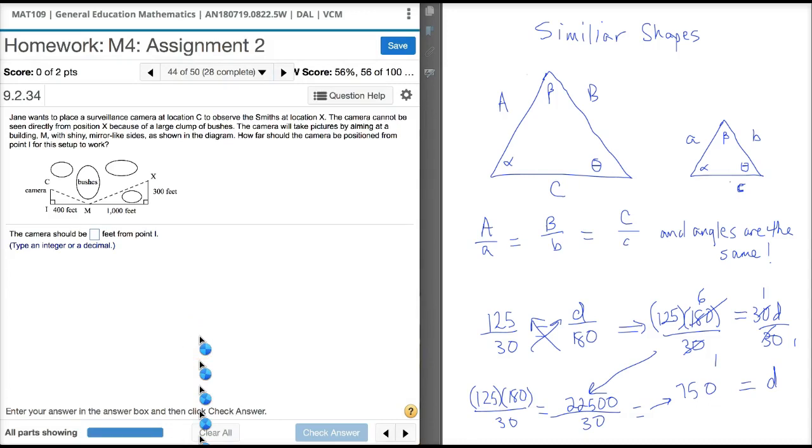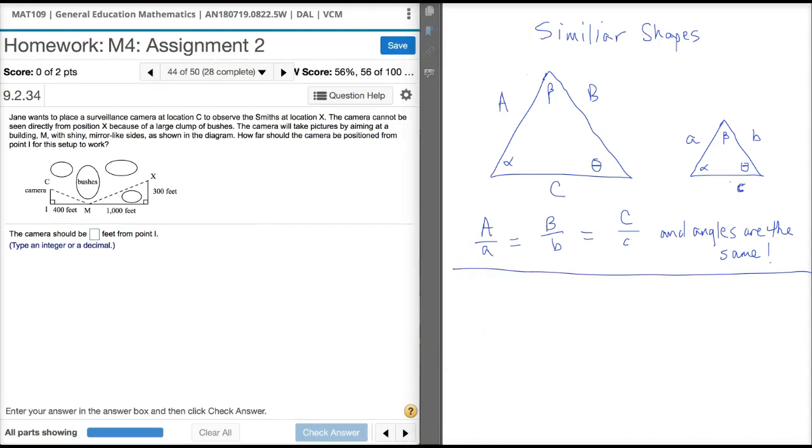And as you can see, this is an interesting type of problem, but the concept is pretty much the same. So I'm going to erase what I have down here to give myself a little room, and then we'll go ahead and work out this problem. All right, so for this problem, it says Jane wants to place a surveillance camera at location C right here to observe the Smiths at location X over here.